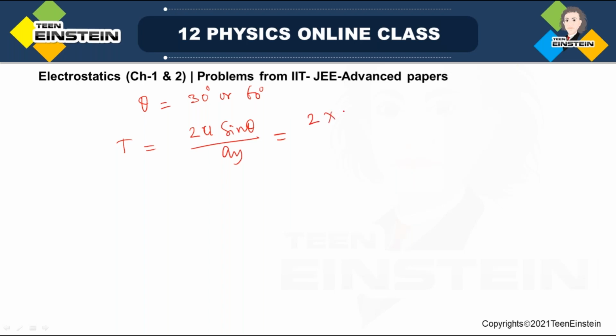So 2u is 2 root 10 into 10 to the power 6 sine theta. I can take two values. Let us take first sine 30. So it will be half divided by a, which is 400 root 3 into 10 to the power 10. So this 1 2 will get cancelled.